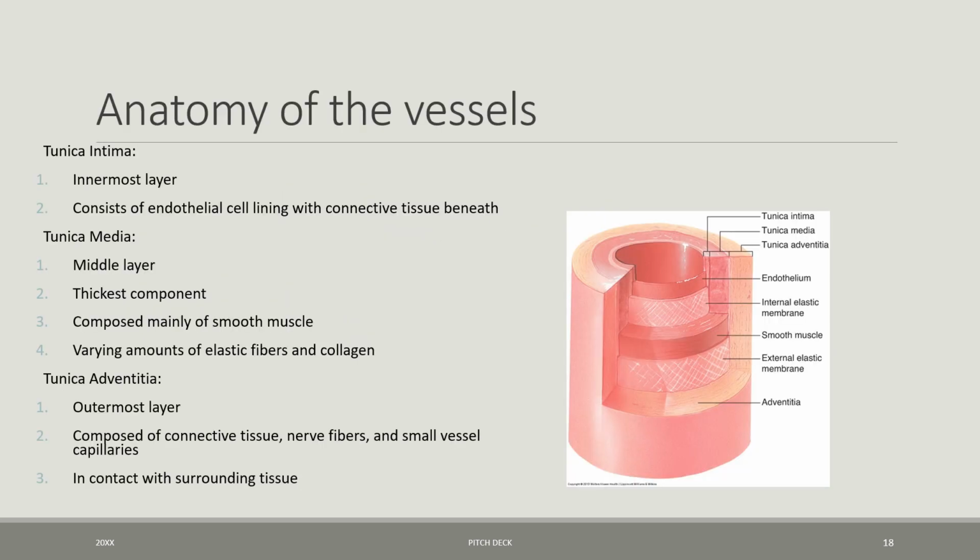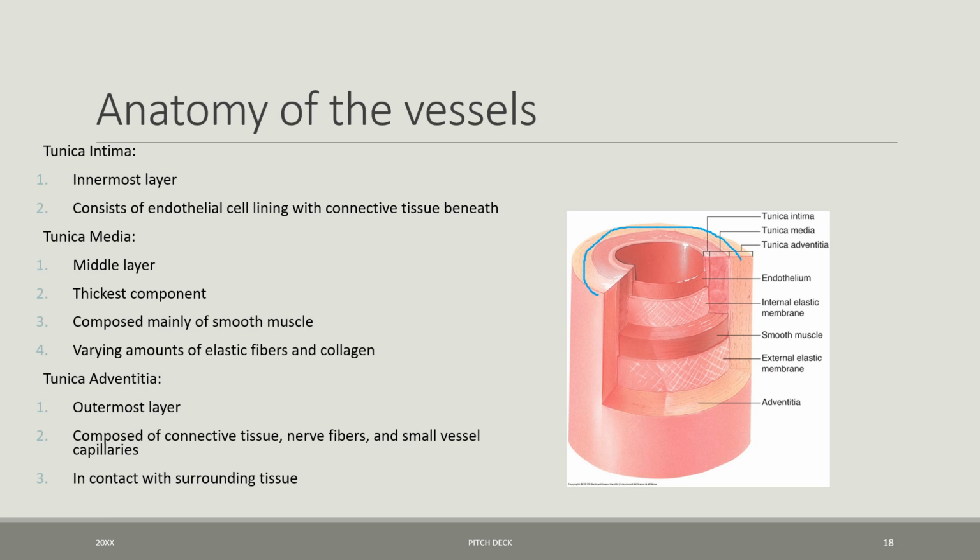So first thing we're going to talk about is the anatomy of the vessels. All vessels, arteries, and veins are made of tunica intima, tunica media, and tunica adventitia. The tunica adventitia is the outer layer. It's composed of mostly connective tissue, nerves, fibers, and small vessel capillaries that feed the vessel themselves, called the vasa vasorum. It's in contact with the surrounding tissue. Now, that's going to be common to both of our veins and our arteries.